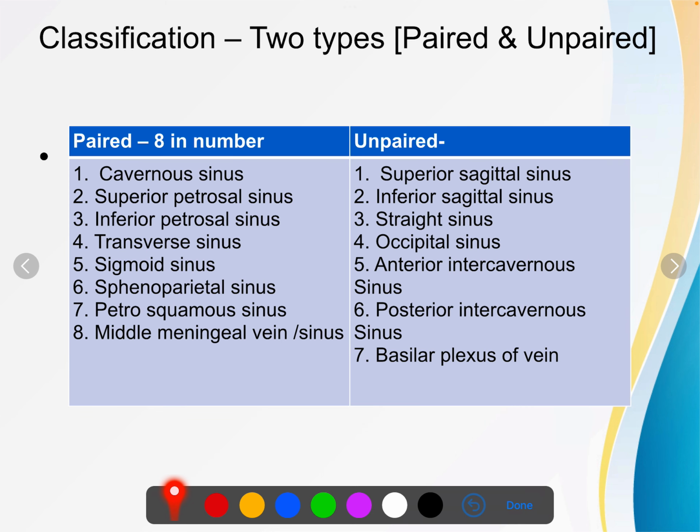Once again, the classification of the dural venous sinus: there are two types, paired and unpaired. The paired are 18 in number, that is cavernous sinus, superior petrosal sinus, inferior petrosal sinus, transverse sinus, sigmoid sinus, sphenoparietal sinus, petrosquamous sinus and middle meningeal vein or sinus. Then the unpaired venous sinuses are the superior sagittal sinus, inferior sagittal sinus, straight sinus, occipital sinus, anterior intercavernous sinus, posterior intercavernous sinus and basilar plexus of veins.